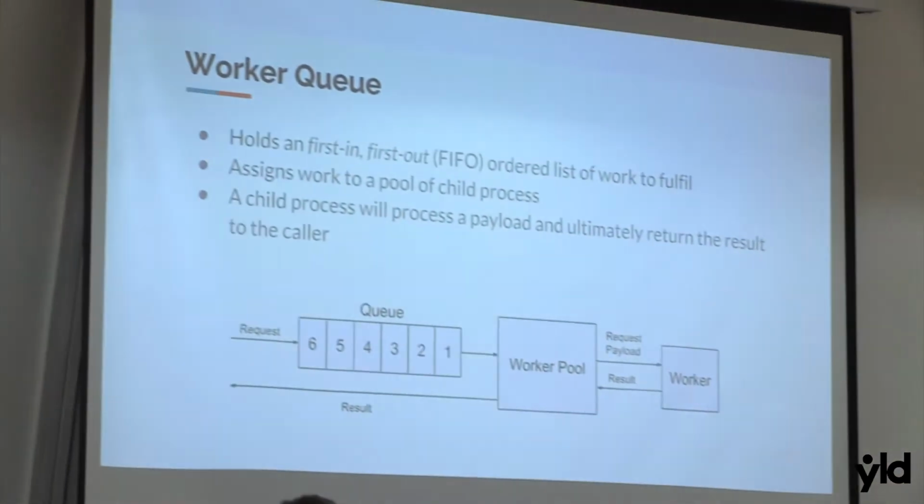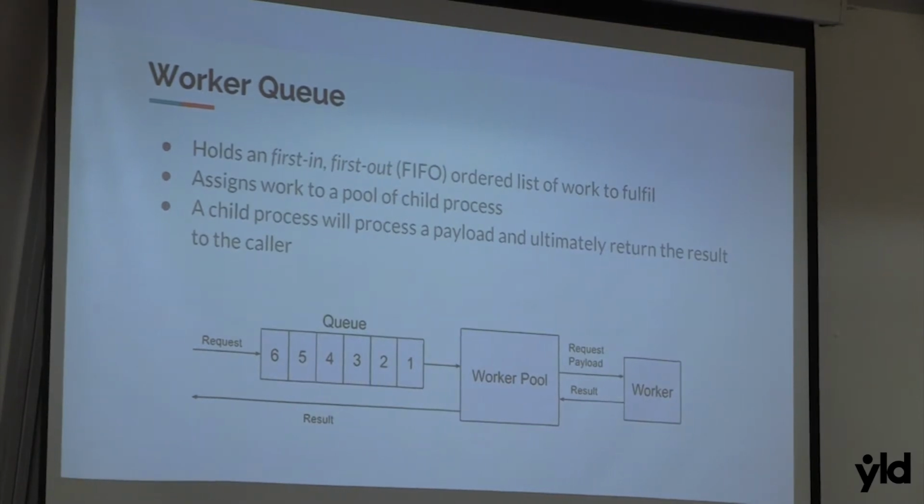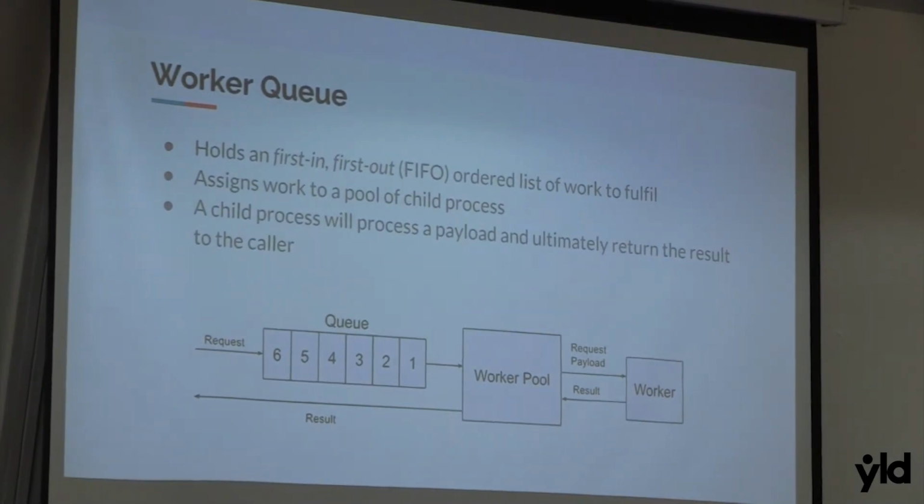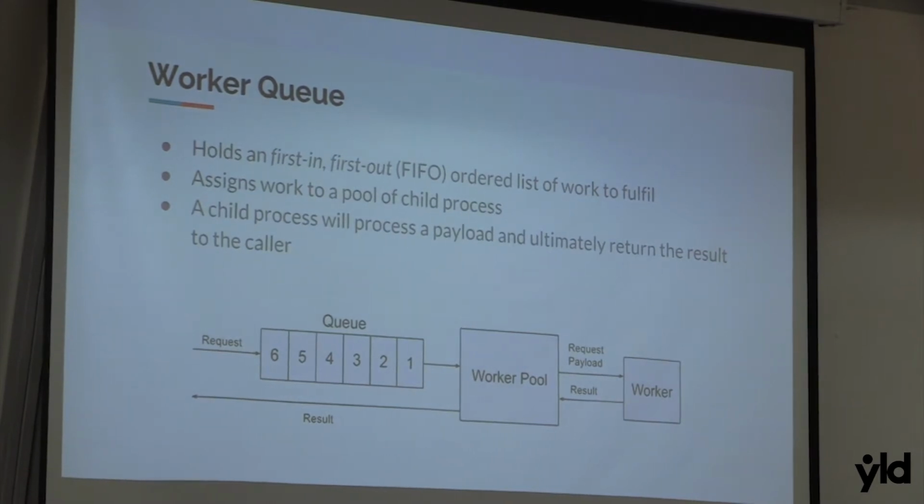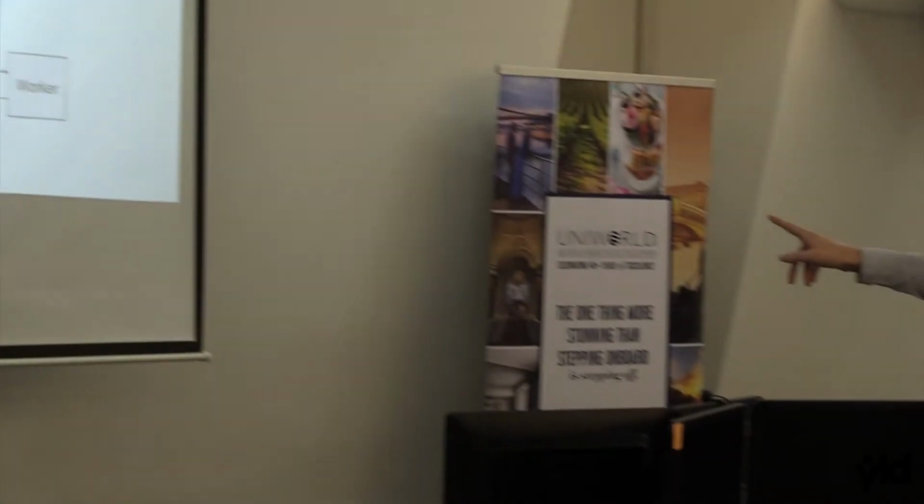But what I really want to get into is implementing a worker queue. So what is a queue? Well, typically it's a first in, first out ordered list. So if you look at the diagram on the bottom, which we'll go over in more detail momentarily, the rightmost item was placed in the queue first, and therefore that will be processed before any others. So a worker queue will hold an in-memory FIFO queue of work that needs to be fulfilled.